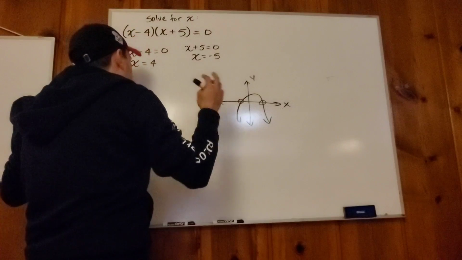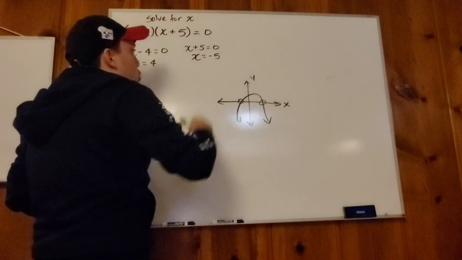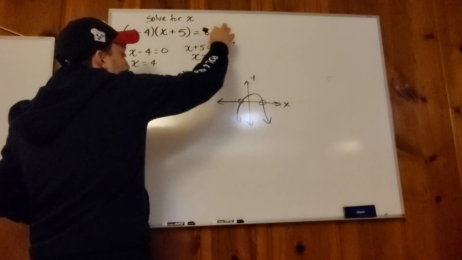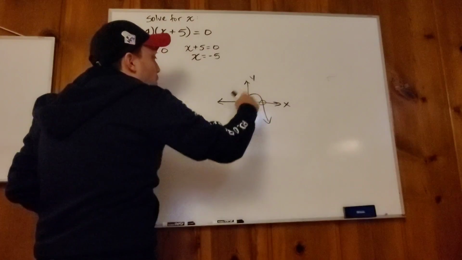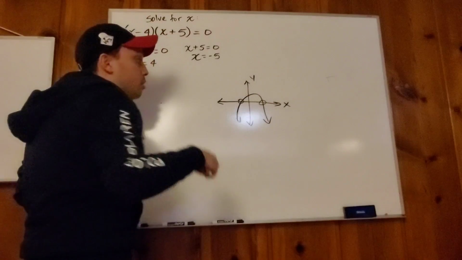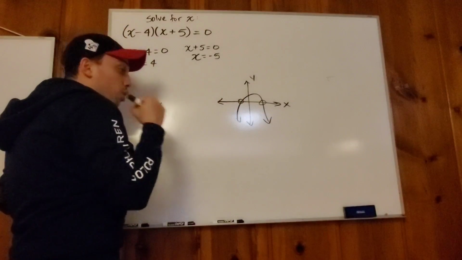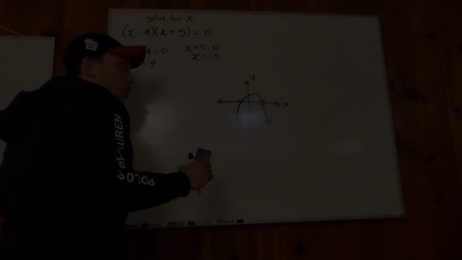So I'm just giving you an example of why it's important for us to be able to solve for x when we have equals 0, because that would give us the zeros, or how many times the graph is going to touch the x-axis. And remember, a parabola can have 2, it can have 1, or it can have no x-intercepts, and that's important to know.